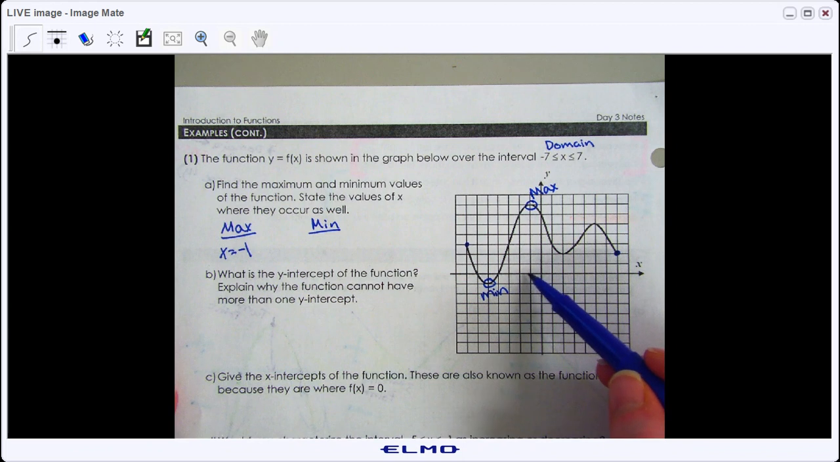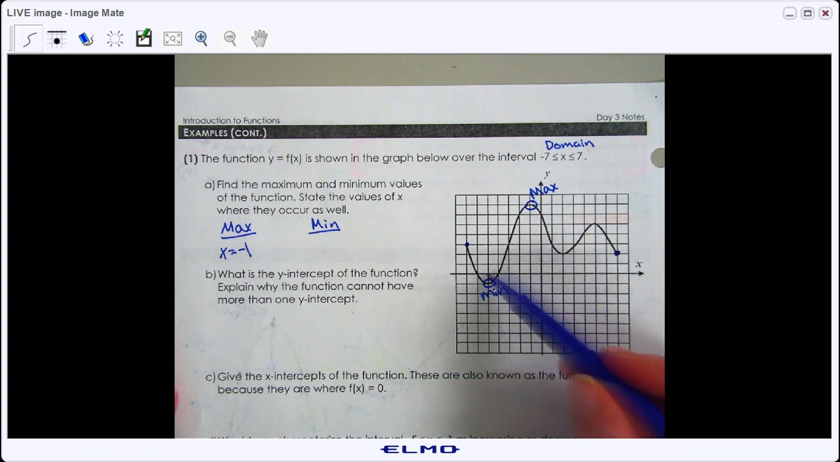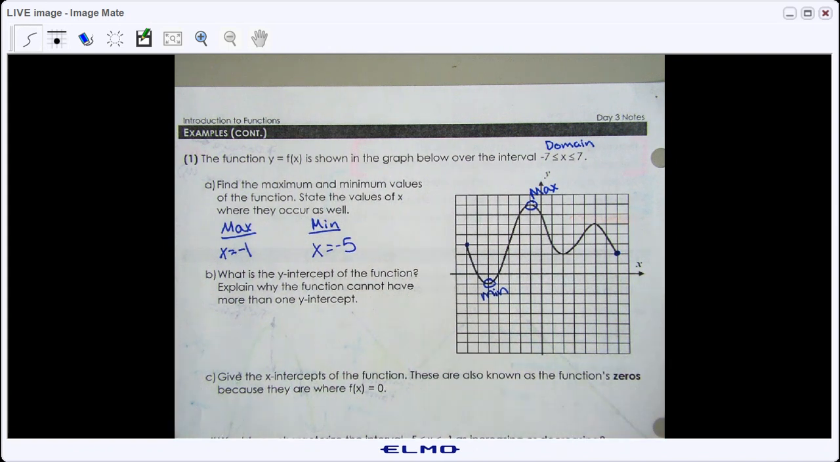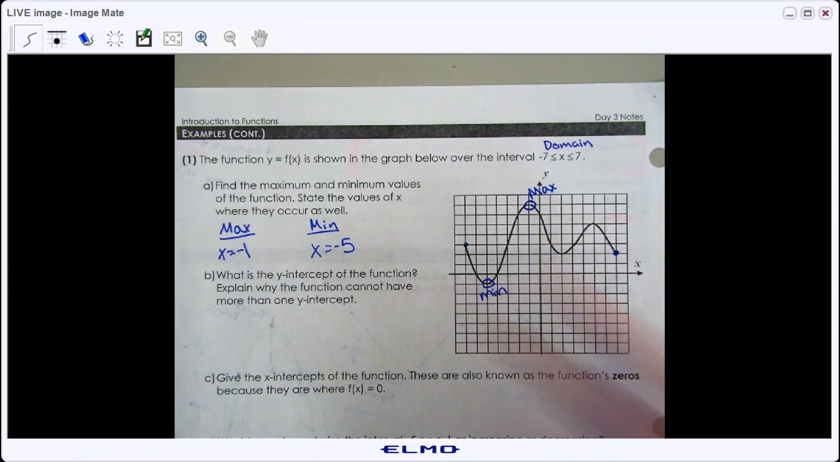And then my minimum happens when x equals negative 5. I have my minimum value. So, find the maximum and minimum values. I found them. State the values of x where they occur.